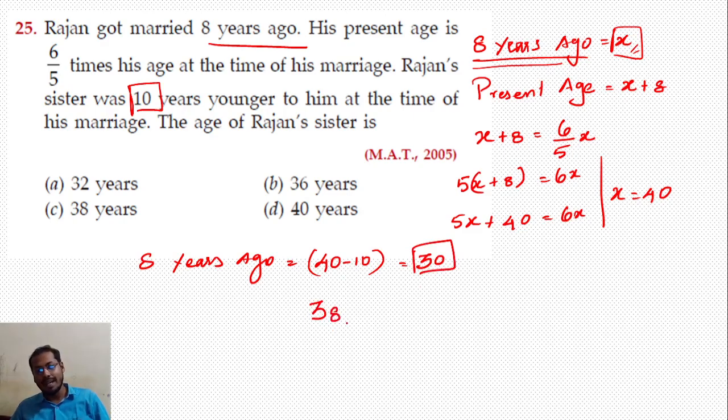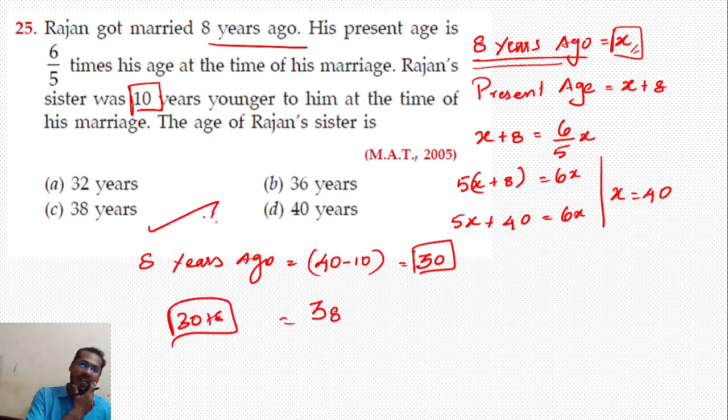So now 30 plus 8. At present age, 38 is the sister's correct age. Okay. So the only thing is I took 8 years before. I started from 8 years before. So, I got X value is equal to 30. But at present, 30 plus 8, 38 is the present age. Clear?